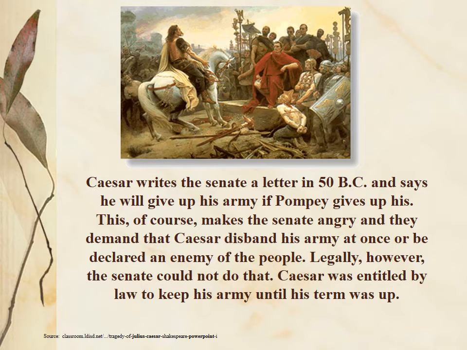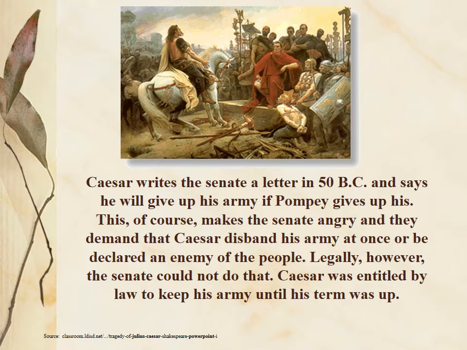Caesar writes the Senate a letter in 50 BC and says he will give up his army if Pompey gives up his. This, of course, makes the Senate angry, and they demand that Caesar disband his army at once or be declared an enemy of the people. Legally, however, the Senate really couldn't do that, and Caesar was entitled by law to keep his army until his term was up.